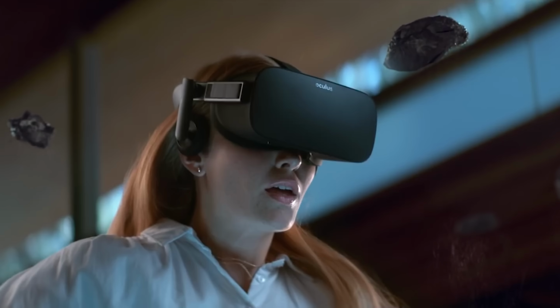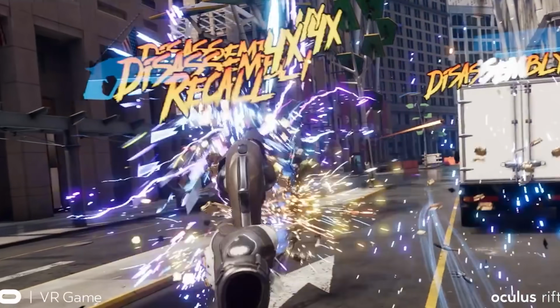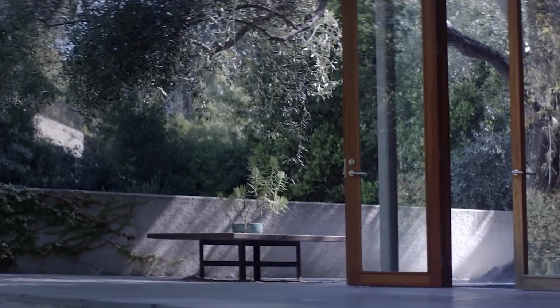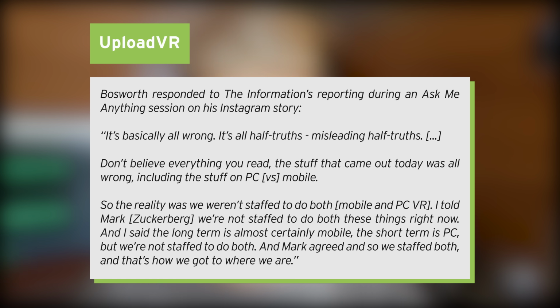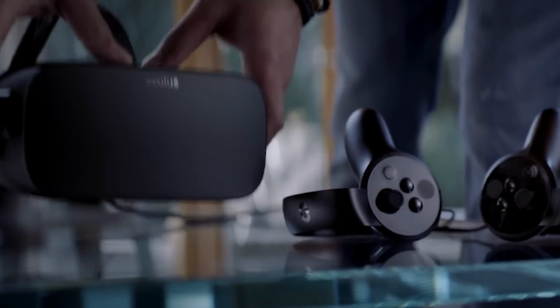Here's an interesting one, as the long-lasting fight of mobile versus PC was finally commented on. Bosworth responded to The Information's reporting during an Ask Me Anything session on his Instagram story. To quote, "It's basically all wrong. It's all half-truths, misleading half-truths. Don't believe everything you read. The stuff that came out today was all wrong, including the stuff on PC versus mobile.